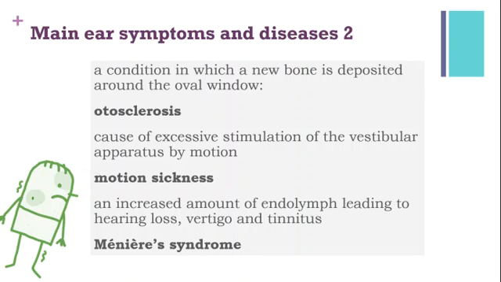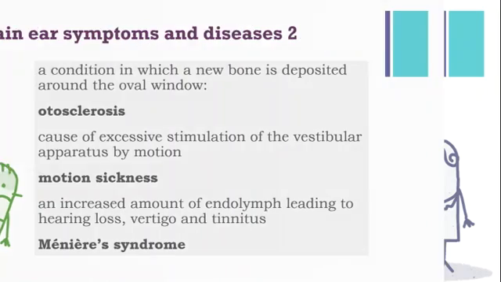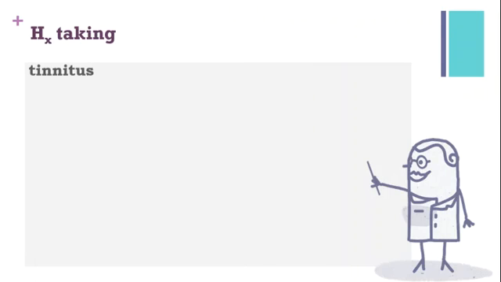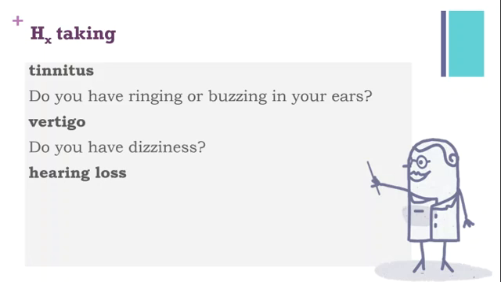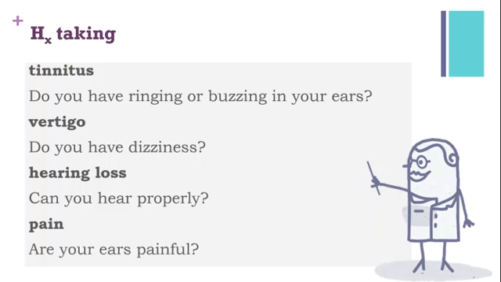Now let's review the questions you may want to ask a patient if you suspect an ear problem. If you want to inquire about tinnitus, your question is going to be: do you have ringing or buzzing in your ears? If you want to inquire about vertigo, your question is going to be: do you have dizziness? Hearing loss, your question is going to be: can you hear properly? You may want to know if your patient is in pain, and your question is going to be: are your ears painful?